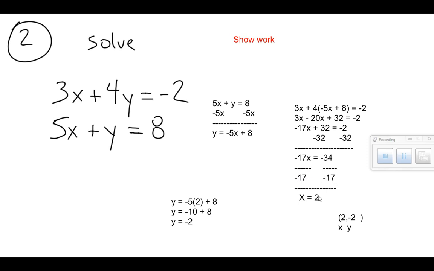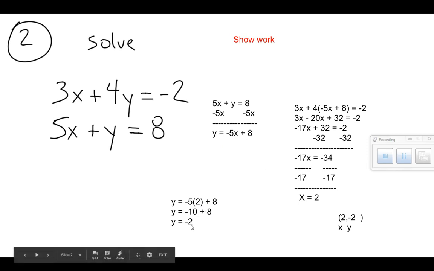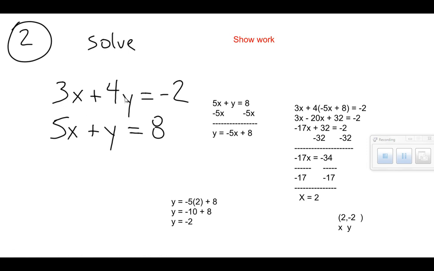To find that y, I take that equation, solve for y, and plug in 2. Negative 5 times 2 is negative 10. Negative 10 plus 8 gives me y equals negative 2. That is my coordinate. If I was to check that, 3 times 2 is 6. 4 times negative 2 is negative 8. 6 minus 8 is negative 2. If I was to plug in 2 here, 5 times 2 is 10. 10 minus 2 with that y there would be 8. So that point would work also.